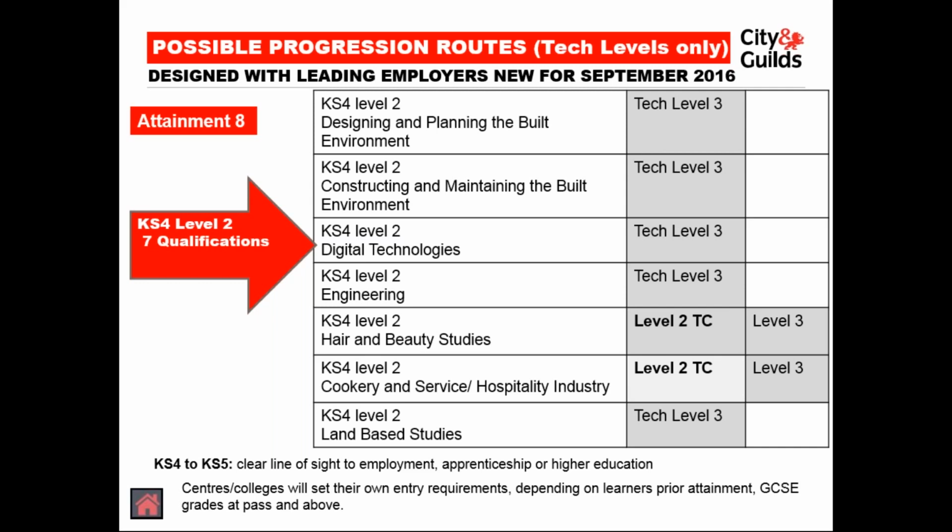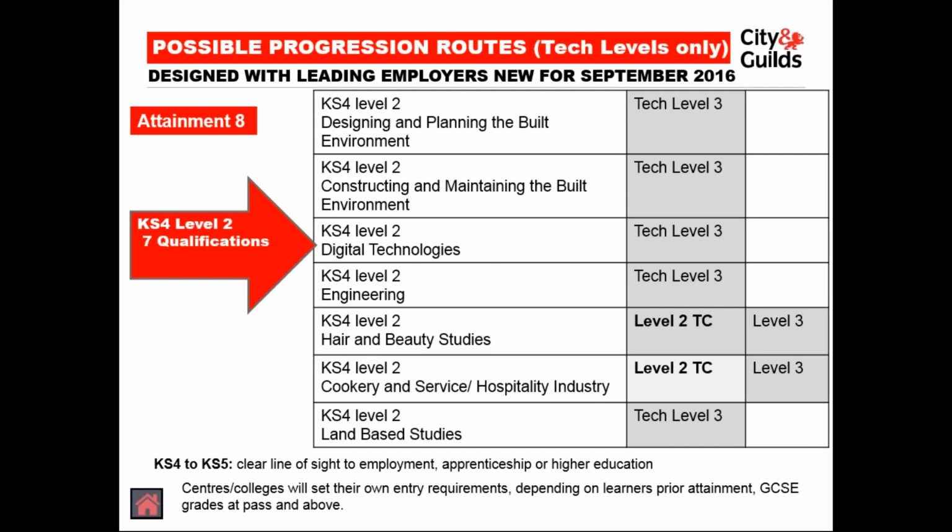If a learner wishes to study a very specific craft, for example carpentry and joinery, bricklaying or electrical installation, they would have to complete a level 2 craft qualification before they could progress onto a level 3, again to ensure that learners have the relevant skills required. So I do hope that's clear.